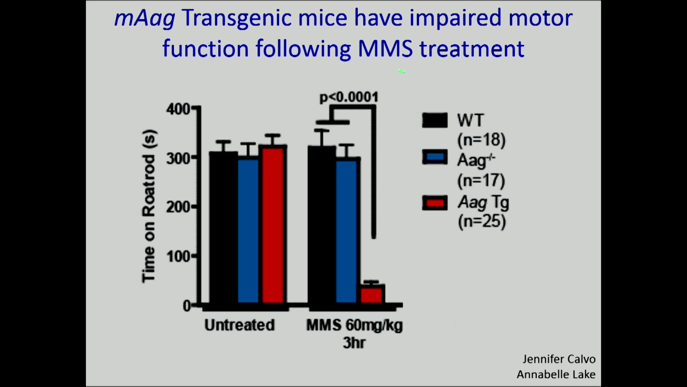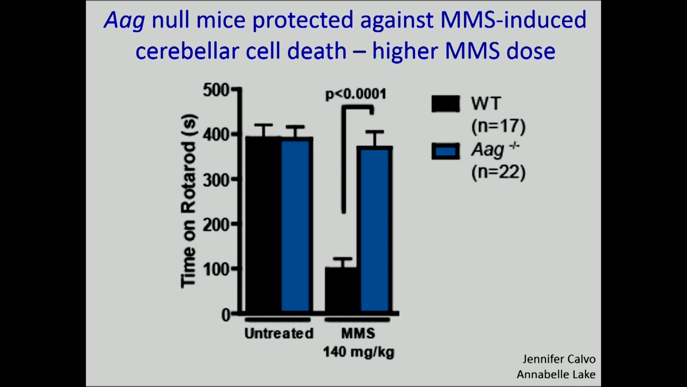So with all these genotypes, the Aag with no repair, wild type, and the transgenic, in the absence of treatment, they're pretty equivalent. Exposure to alkylating agent grossly affects the transgenic animals, and if we go to a higher dose, you can even see a difference here between wild type and the Aag null animals, which can still remain on the rod for 5 minutes, as if they haven't been treated at all.